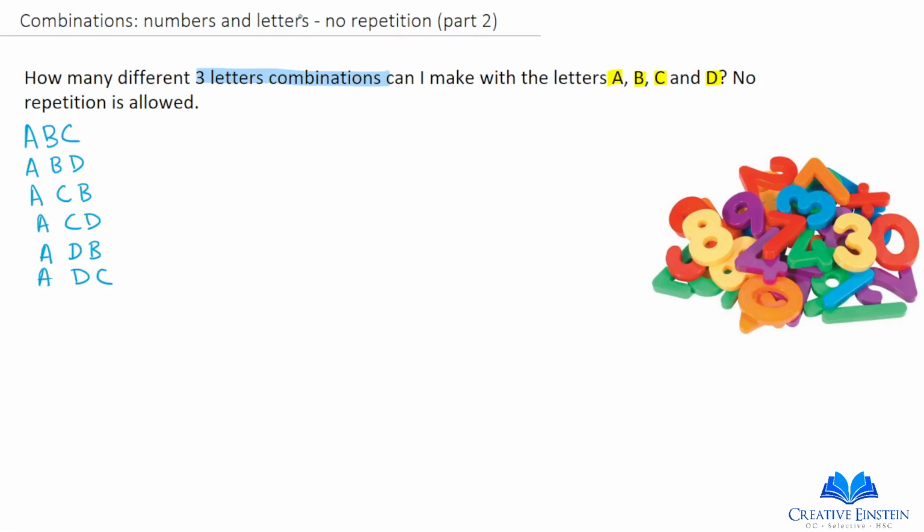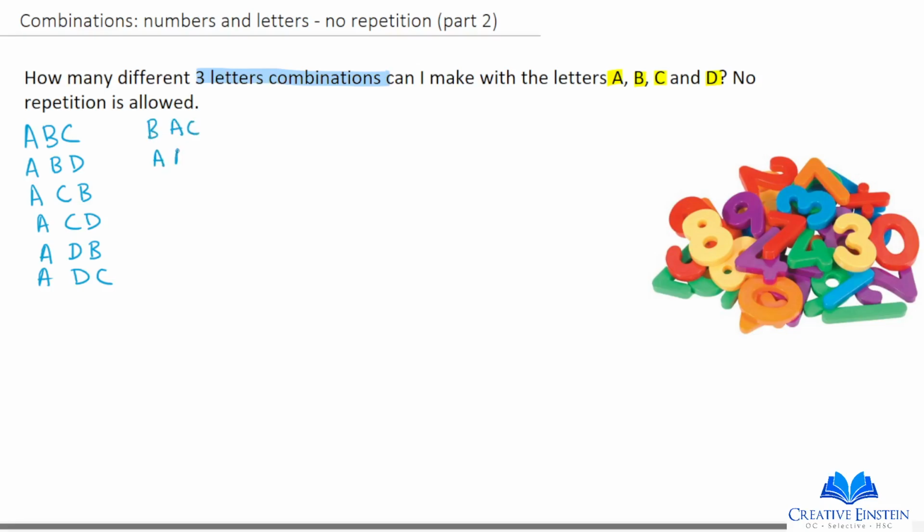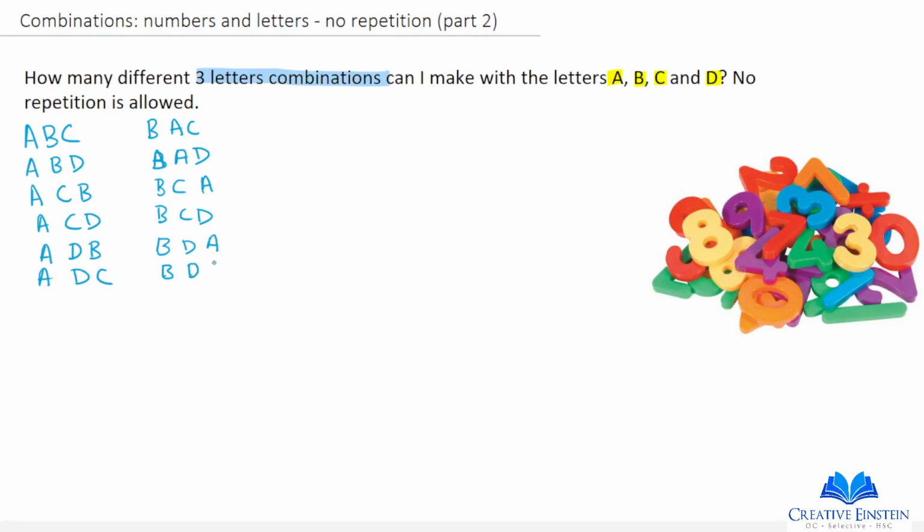So now let's start with B's. BAC, BAD. That's it for BA, so we're going to do BC next. BCD, sorry, no, A comes before D. BCA, BCD. We've done all the BCs now, so BDA, BDC. That's it for my B's, the ones starting with B.